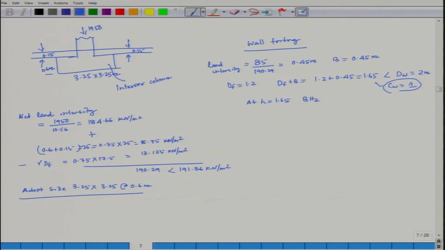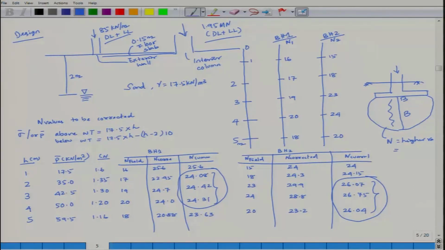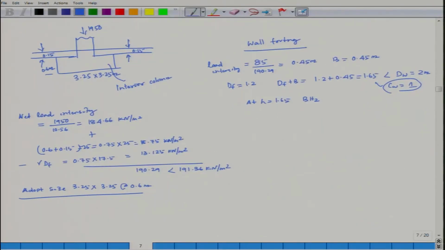Borehole 2: generally, out of these two boreholes, if you look here, borehole 1 has been taken from the interior column, and borehole 2, taken nearby, is your exterior wall. Then BS2 N cumulative is equal to 24.1. So, considering B is equal to 0.45, DF by B is equal to 1.2 by 0.45, it comes out to be 1.